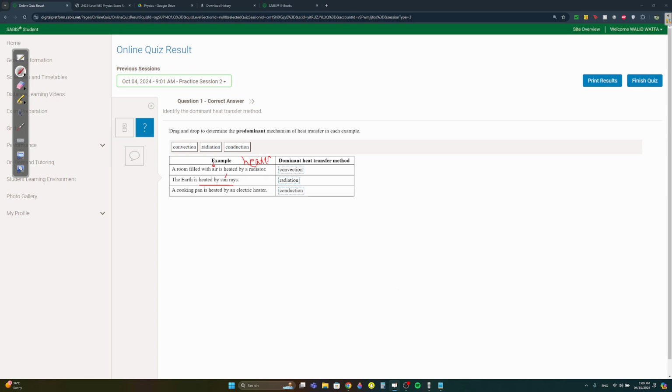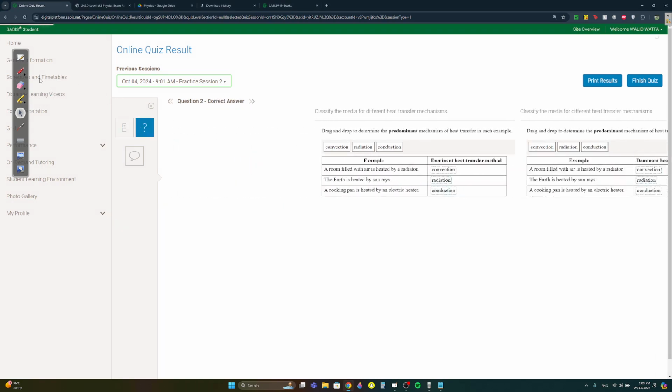The Earth is heated by sun rays. Sun rays release UV radiation, ultraviolet, which is radiation. You should know this by now. A cooking pan is heated by an electric heater. The pan is made out of metal, which is heated by conduction. Very easy.